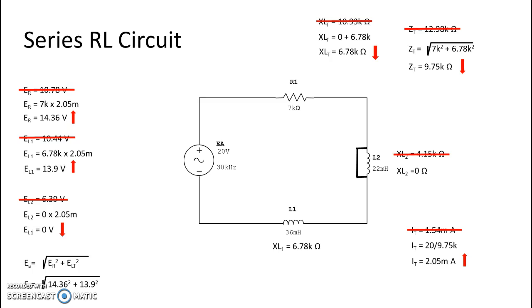Alright, and this wraps up a Series RL circuit short fault, and next we will be looking at arrows again.